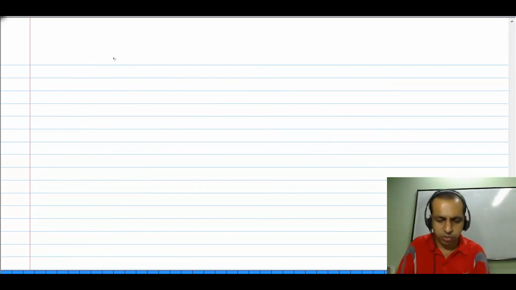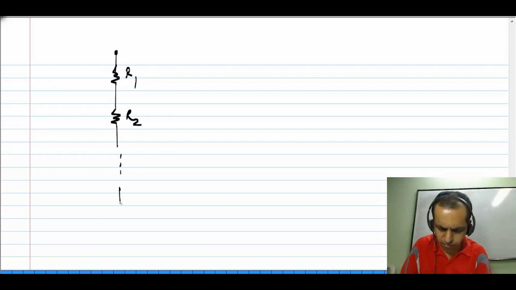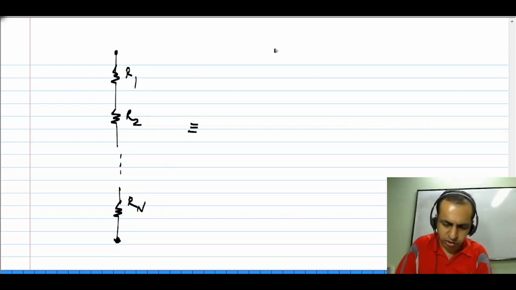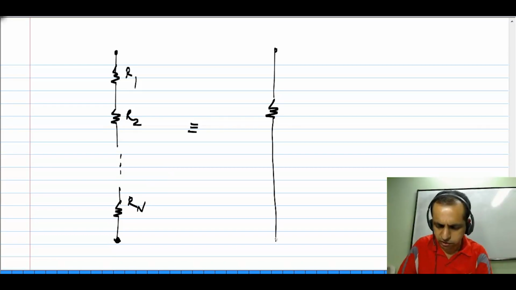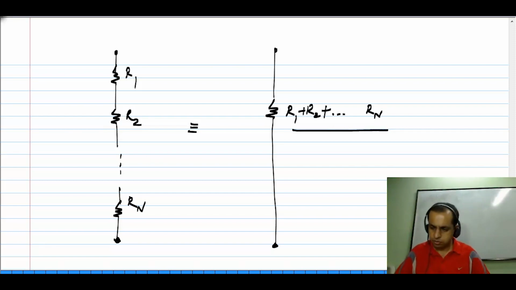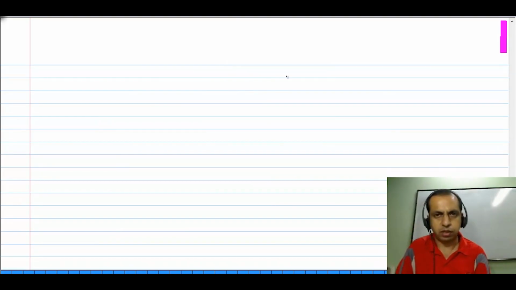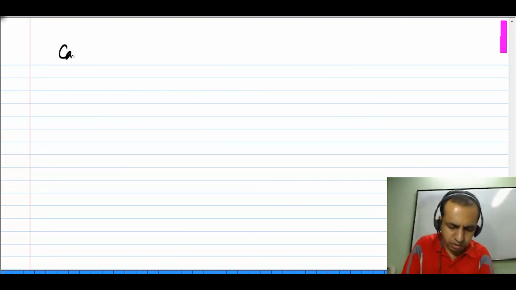And from this, it's pretty obvious that if you have n resistors in series, R1 through Rn, the whole thing simply is equivalent to a single resistor whose value is the sum of resistances. So next we'll look at capacitors in series.